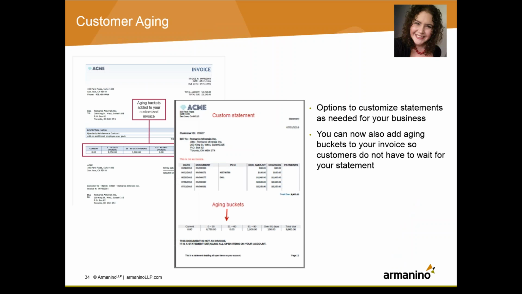And then our last enhancement for today is actually as it relates to the customer aging. So this is a really exciting item here. You can now add the custom aging buckets to a statement as well as to an invoice. So now your customers don't have to wait until they receive their statement at the end of the month to know that they still have outstanding items due. You can print it right at the bottom of the invoice.